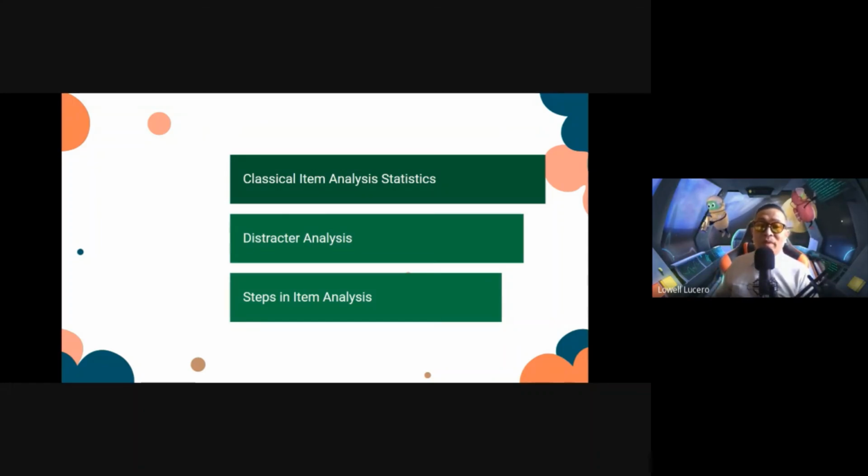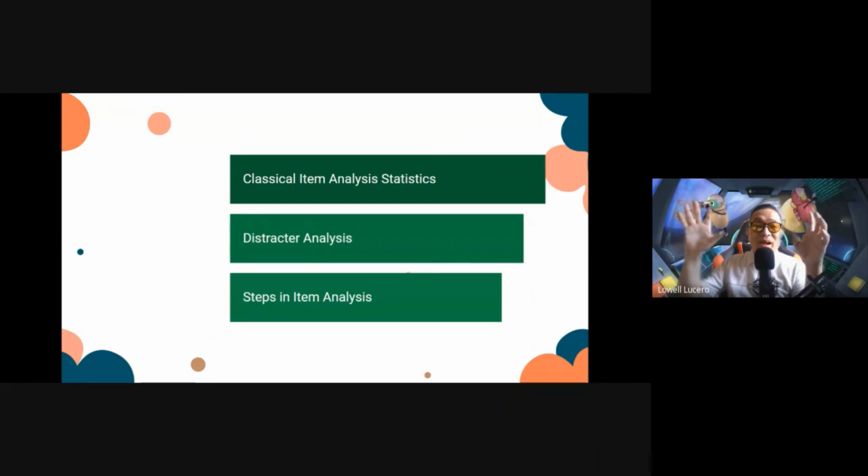For index of discrimination, this refers to the item's ability to distinguish between those who know the answer and those who are merely guessing. So that's why we have an upper group and a lower group. You're trying to divide the test takers into upper group or lower group. So most likely those in the upper group always get the item correctly.